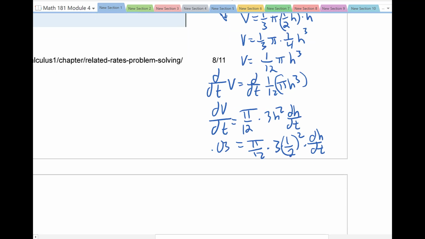So our dh/dt is going to be equal to 0.03, and then divided by, so you have pi over 12. I can simplify that a little bit. It makes that a 4. And then 2 squared is 4. 4 times 4 is 16.